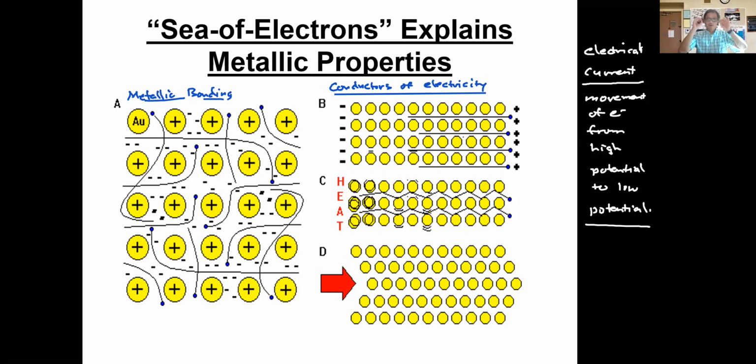So what is the high potential for electrical current? An area where you have a lot of electrons is the high potential, and an area where you have very few electrons is the low potential. Electrons want to flow from an area where there's a lot of them down to an area where there's not that many of them.